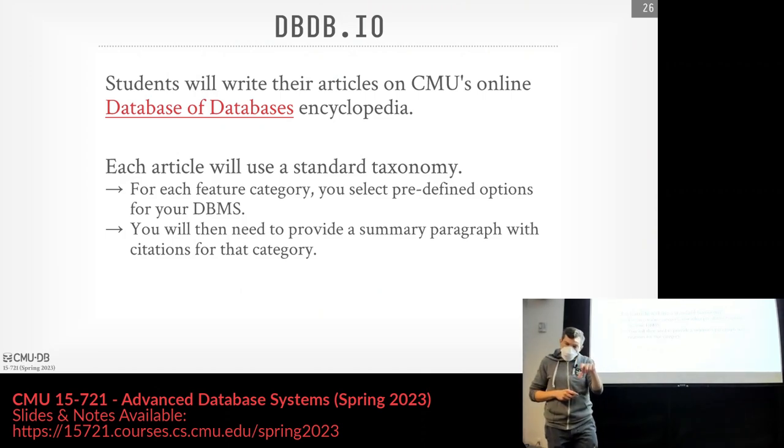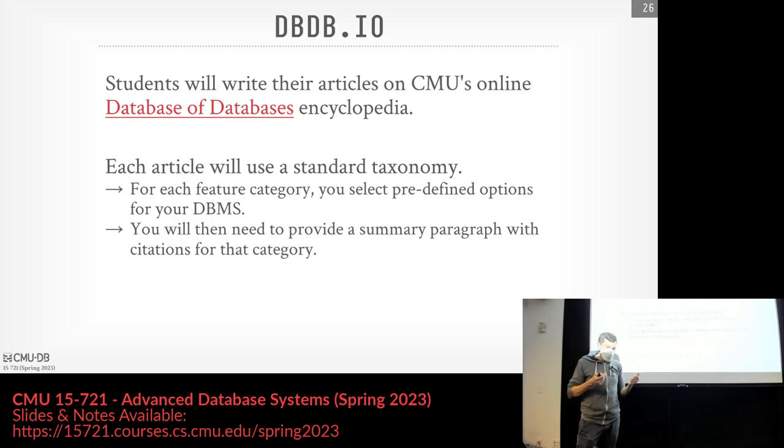So you'll be writing this on DBDIO. It's my database of databases. So this is an encyclopedia that we actually partly wrote because of this class and the intro class, where students would ask, like, oh, what system does multi-versioning this way? And I knew some of them, but I didn't know all of them. The idea is that we want to have a taxonomy that we can evaluate and browse and look at to understand how these systems are actually the same.